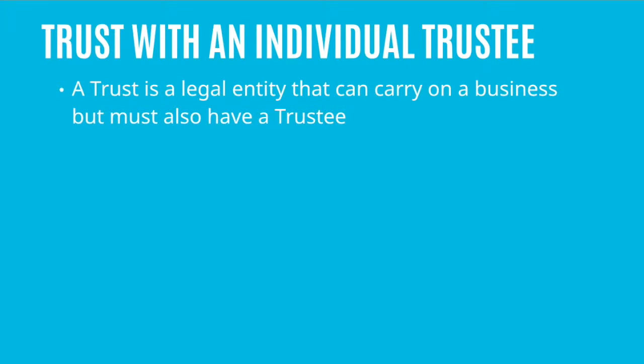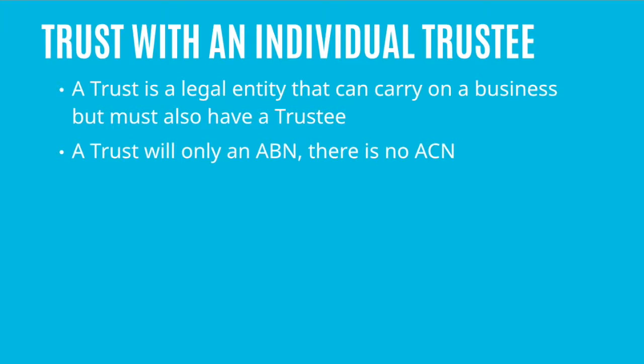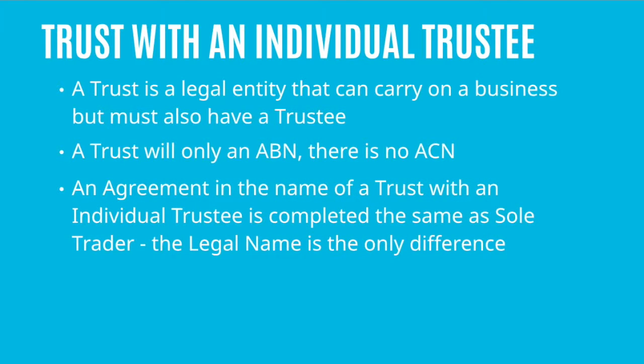A trust is a legal entity that can carry on a business but must also have a trustee. Think of the trustee as the person, in this case, that makes the decisions on behalf of the trust, such as applying for finance. A trust will only have an ABN registered as there is no company involved, there is no ACN. As you will see as we go through the agreement, other than the legal name, the agreement is completed in the exact same way as a sole trader.